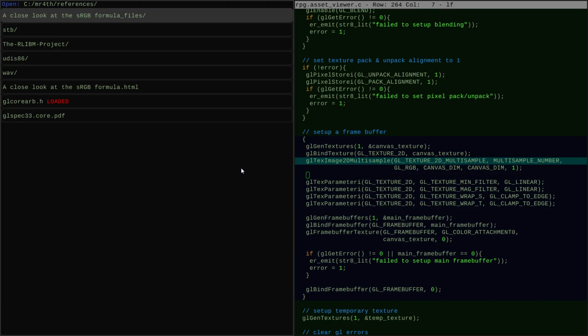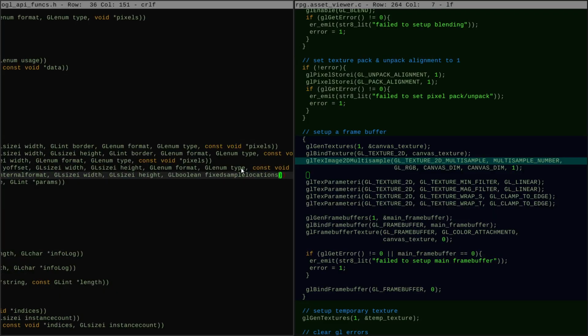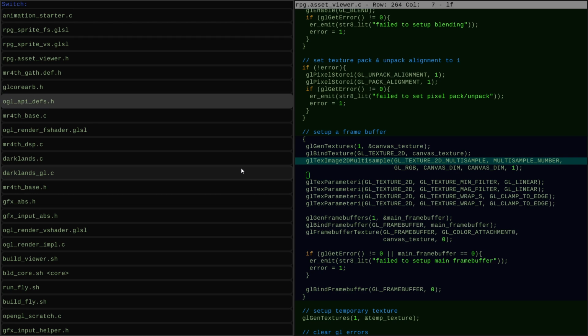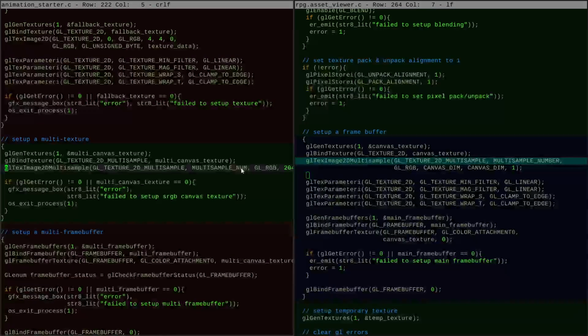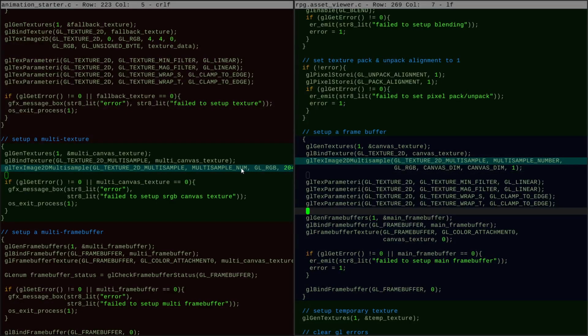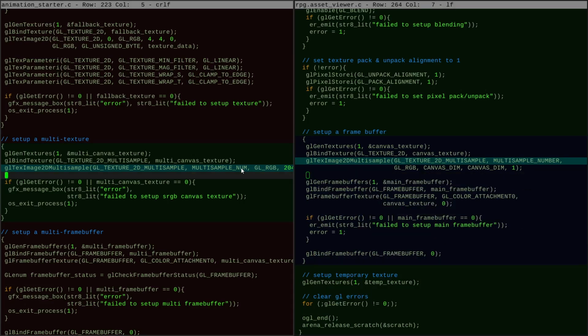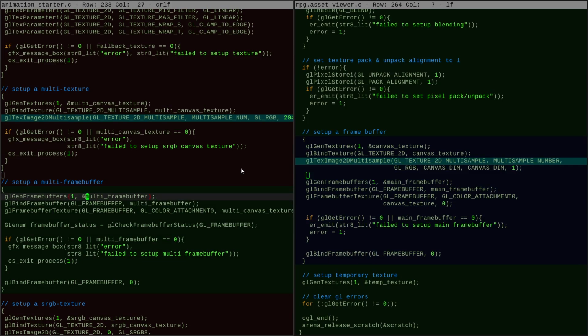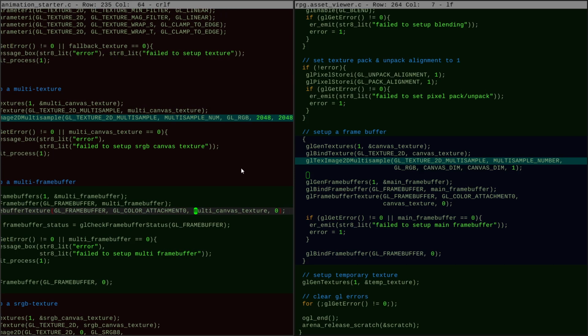Okay, now back to, oops, I just need animation starter. So we don't do this. Main frame buffer, bind frame buffer texture, color attachment 0, canvas texture.